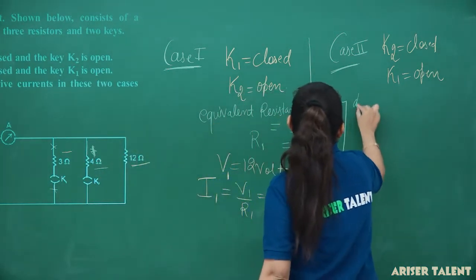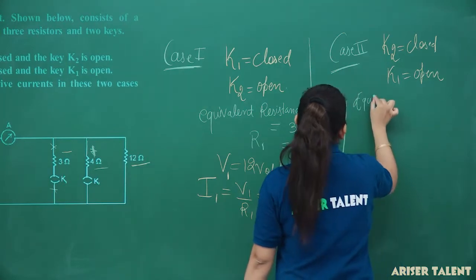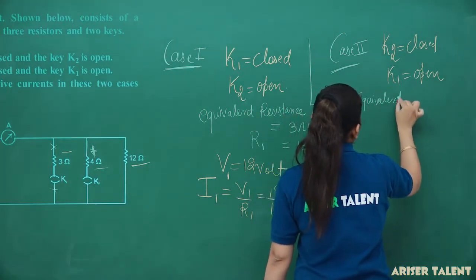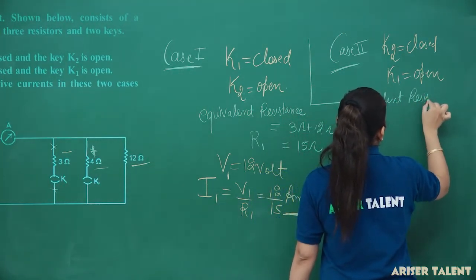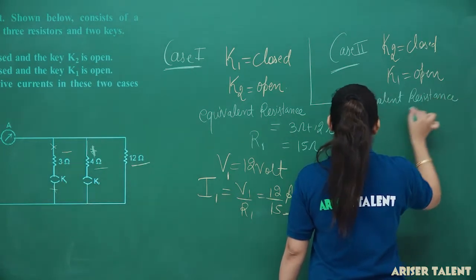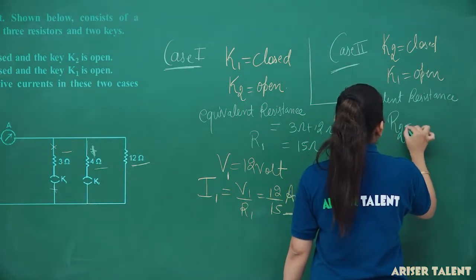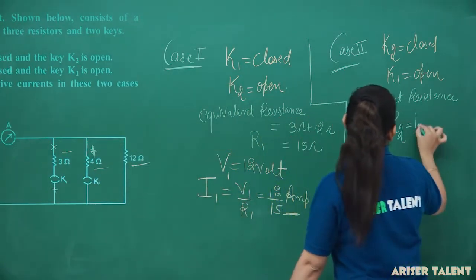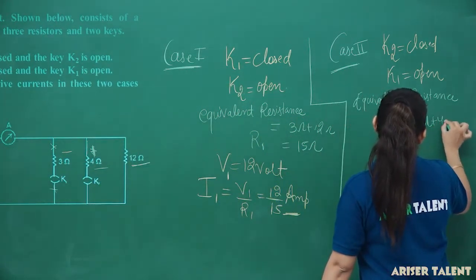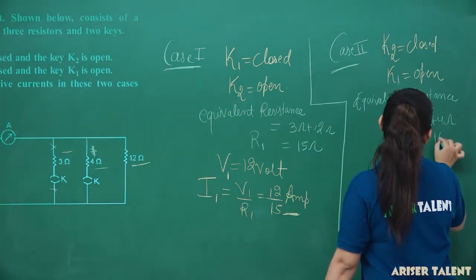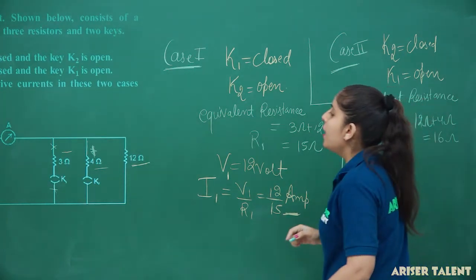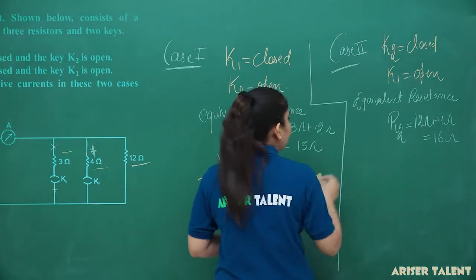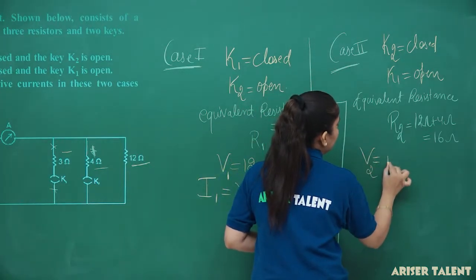So, equivalent resistance R2 in this system will be 12 plus 4. So 12 ohm plus 4 ohm will give you 16 ohm. And again, the value of voltage here is 12 volt, that is V2.